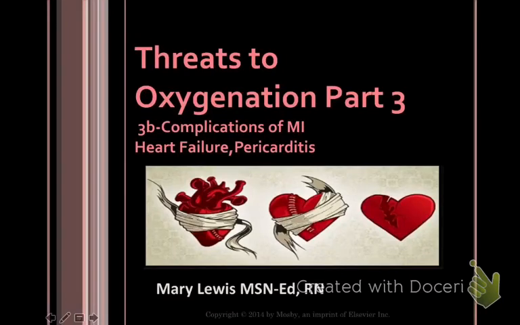Okay, guys, I'm going to go right into heart failure, or the failing heart, which is threats to oxygenation part 3, or 3B. It's complications of an MI, heart failure, pericarditis.